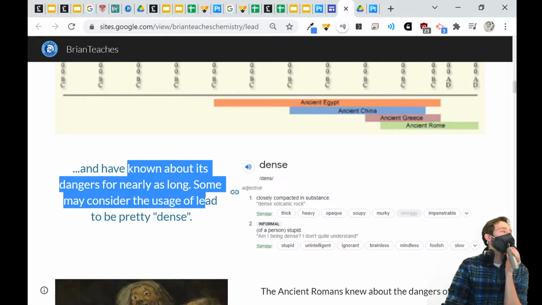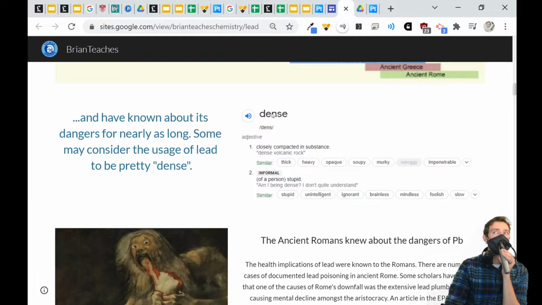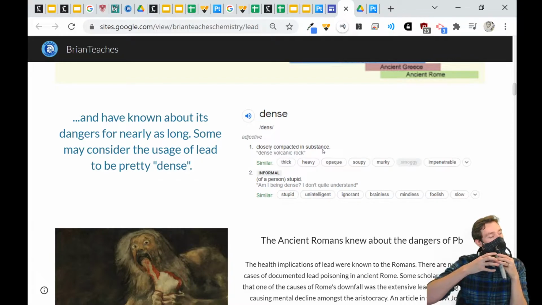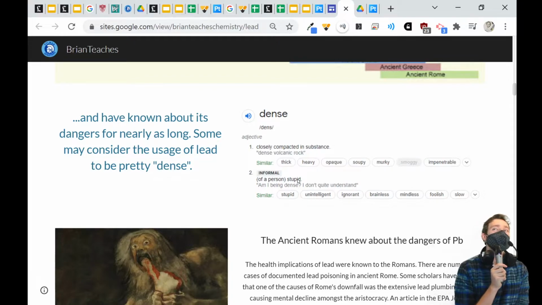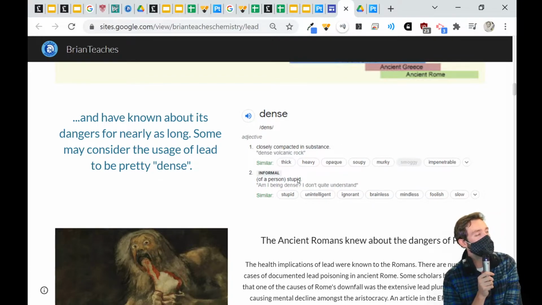And do you know what another definition of dense is? What's it say here? Definition of dense. That's one of them. If something is very dense, it's very closely compacted, so a lot of stuff. But what's the other informal meaning? Stupid. So if somebody calls you dense, that's an insult. They're calling you stupid. But in the case of these civilizations that used lead even though they knew it was dangerous, I would say that was a pretty dense move on their part. Come on, man. You know this stuff is bad. Why are you using it?